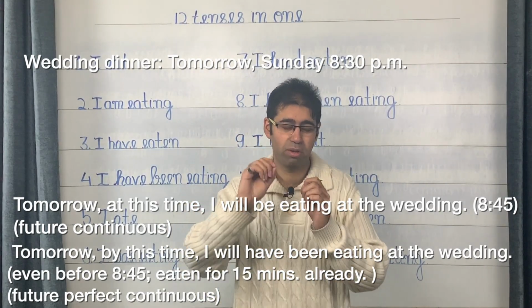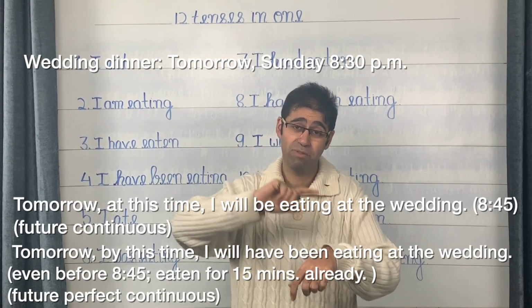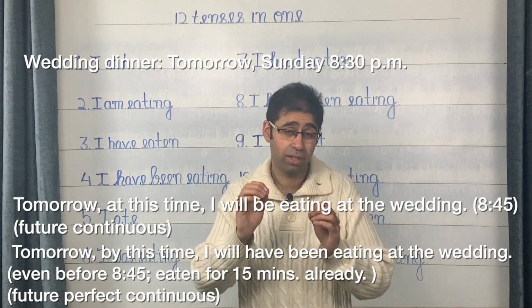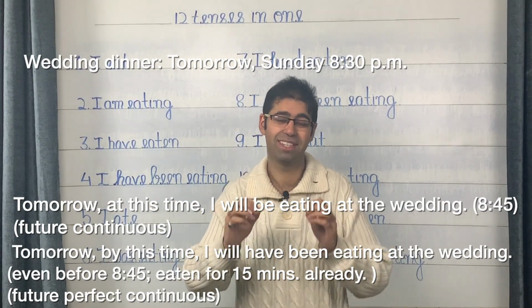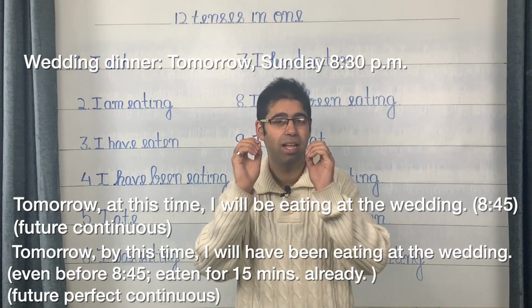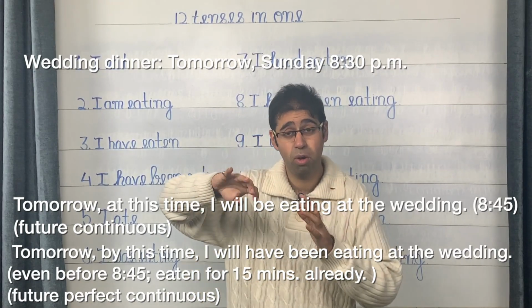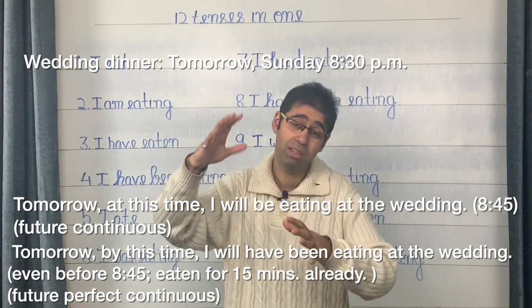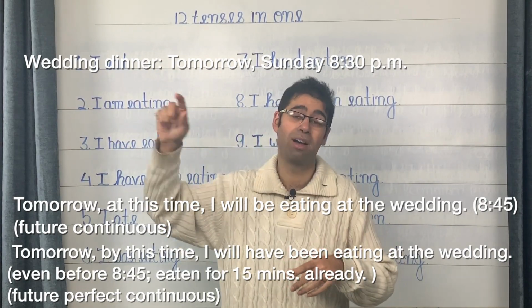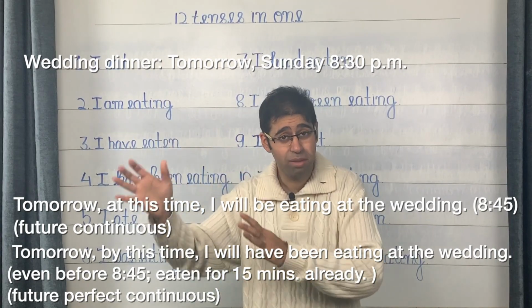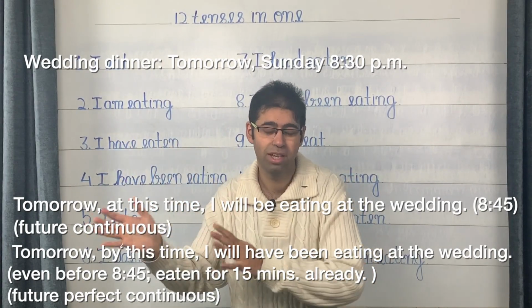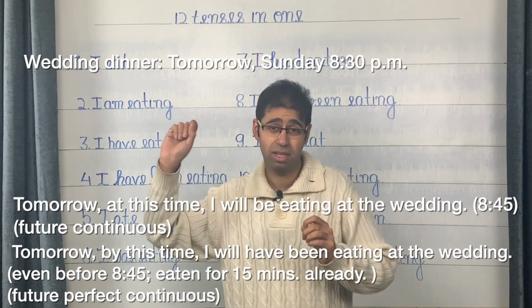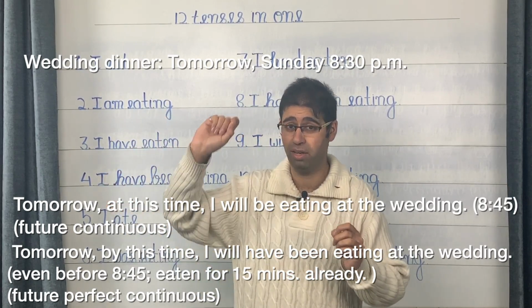In case of the future continuous, we only pinpoint to that specific time, particular time in the future. Whereas the future perfect continuous helps you establish the fact that you would be already in the middle of an activity and you would have already started it even before the time that you are thinking of. And that time in this case would be 15 minutes. Because let's rephrase our sentence. The wedding dinner was to start at 8:30 in the evening. We were thinking of 8:45.